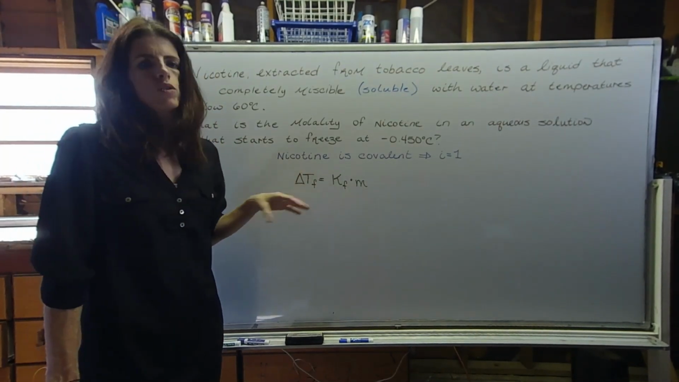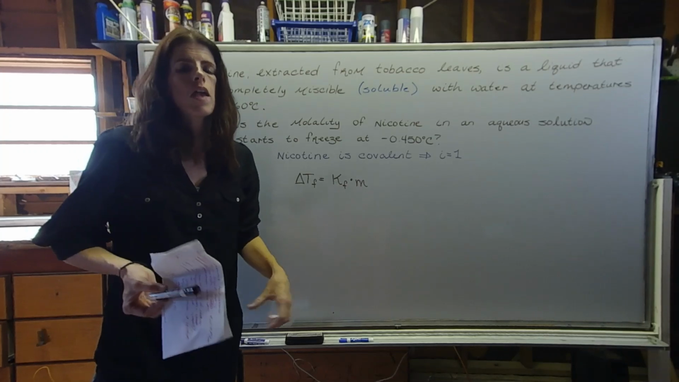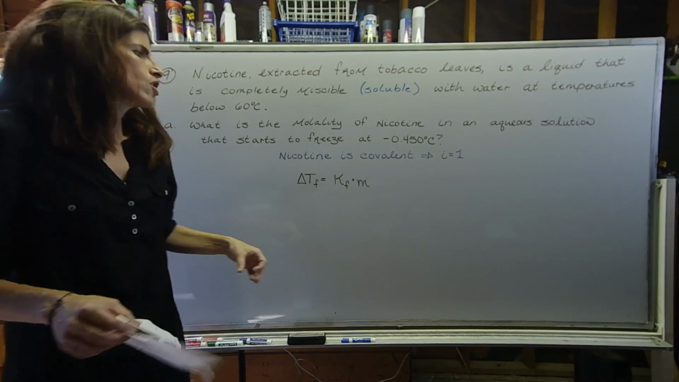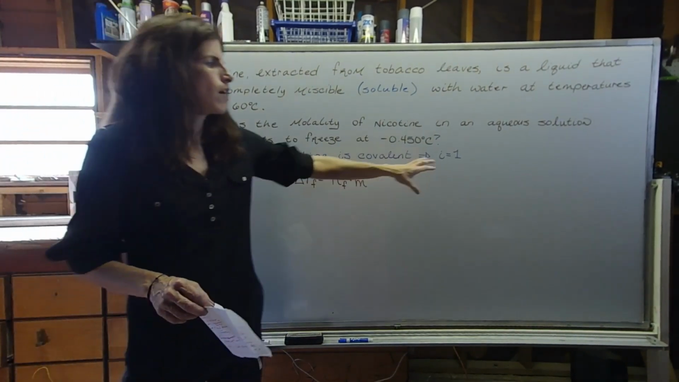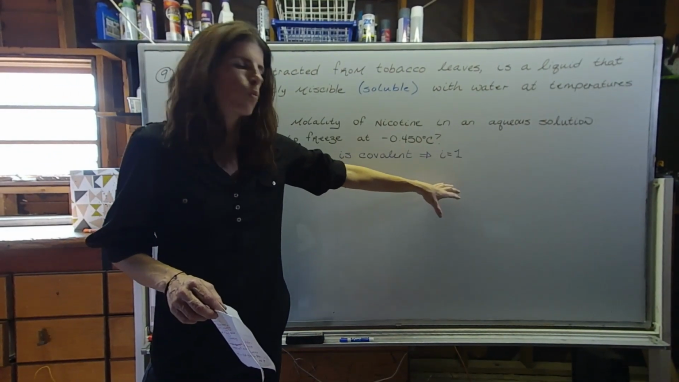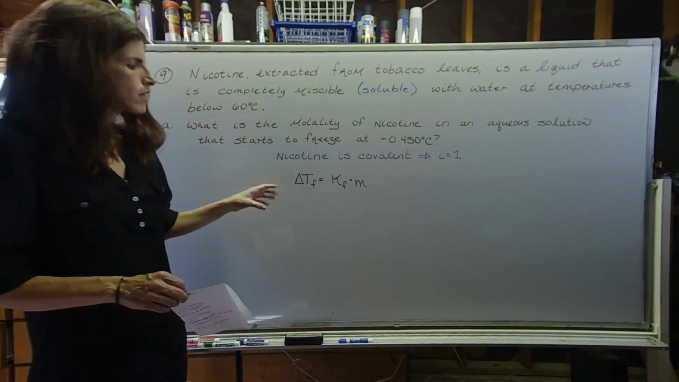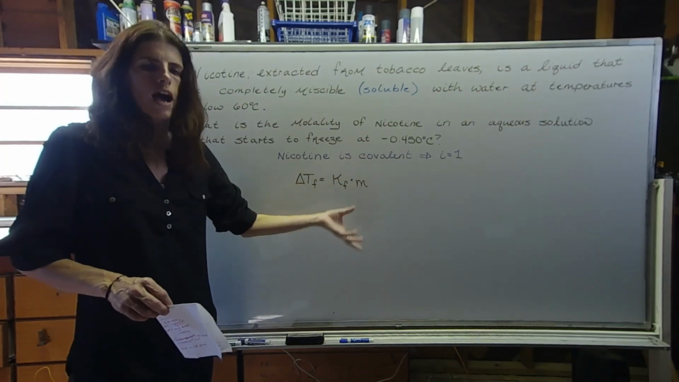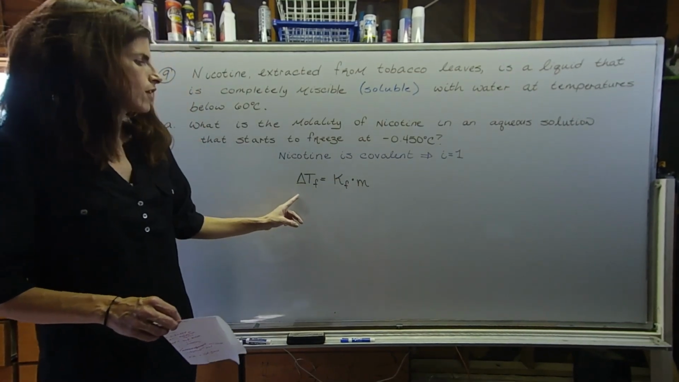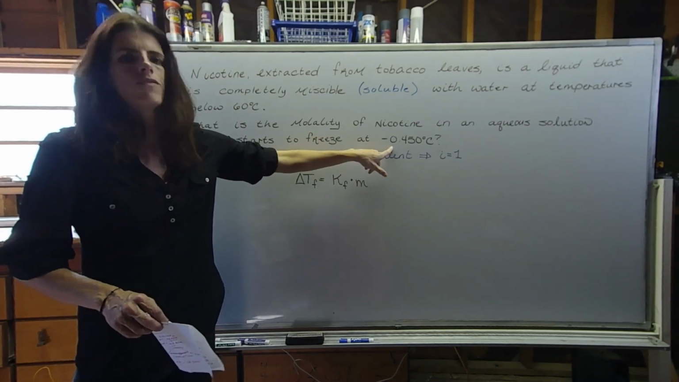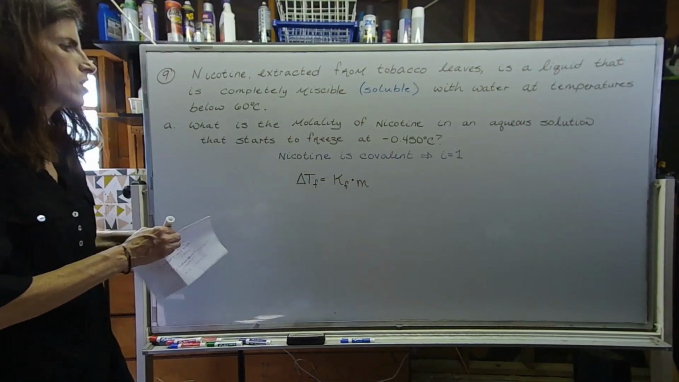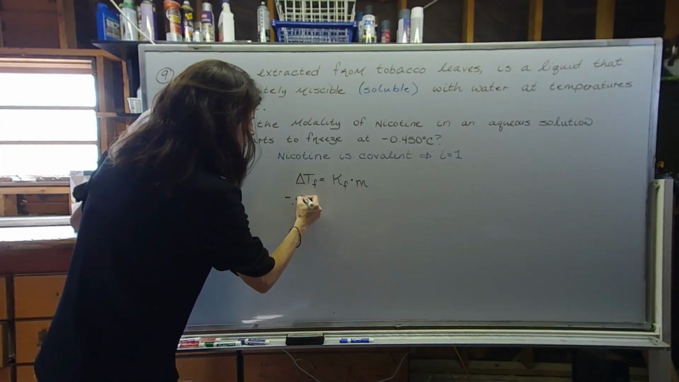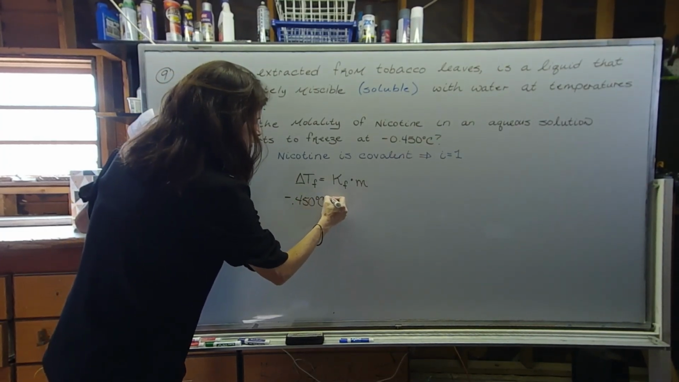Nicotine is covalent. You can look up the formula or the structure, and you're going to see that it consists entirely of nonmetals. So because it's covalent, the van 't Hoff factor is going to be equal to 1. I wrote down my freezing point depression equation, and I left off i because it's equal to 1. Delta T_f is going to be the absolute value of the observed freezing point, so in here I'm going to put negative 0.450 degrees Celsius.